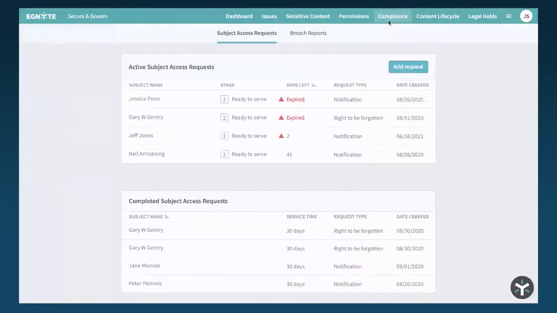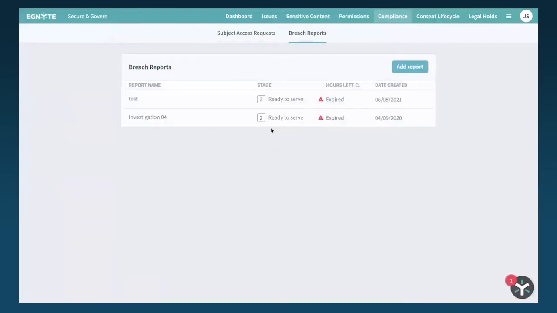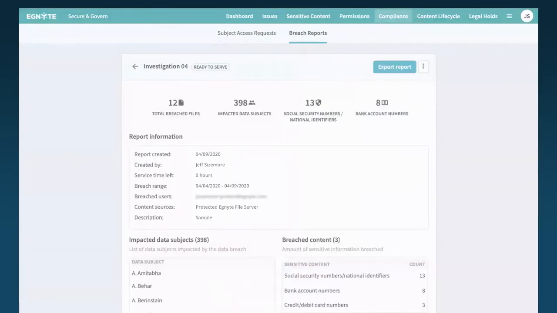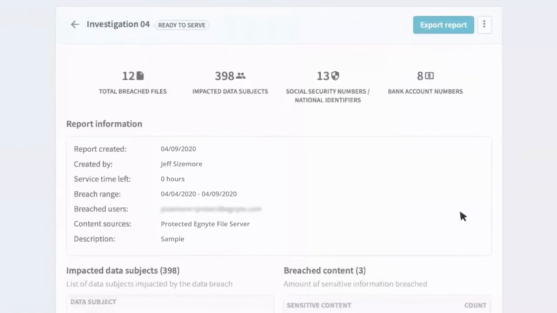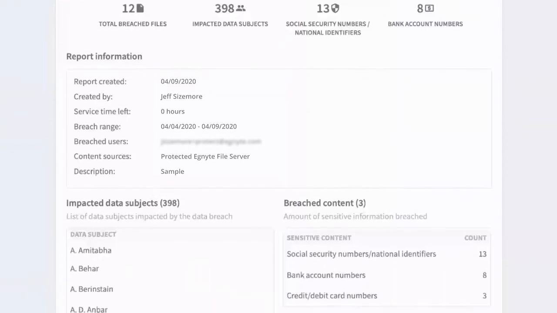The next thing you're going to want to know is how they were affected. Between April 4th and April 9th, this user, myself, was infected, and I can see that there were 12 breach files total. It's not the files that I have access to here, it's the files that I actually accessed during that period of time. So we can see it's 12 files, 398 subjects impacted, 13 socials, and 8 bank account numbers. This is exactly what you would need if something were to occur.